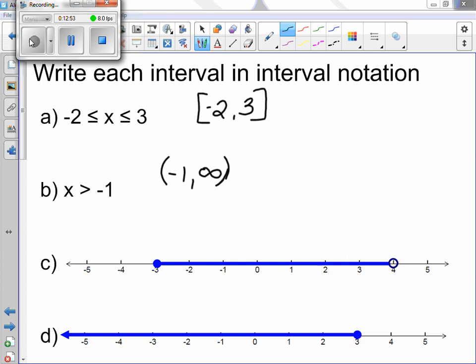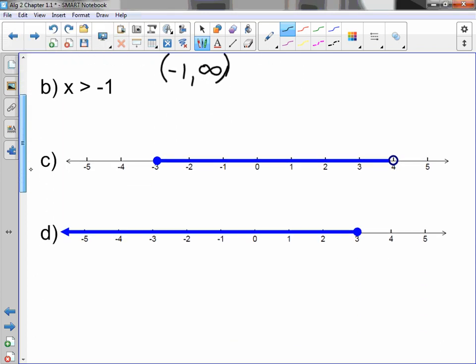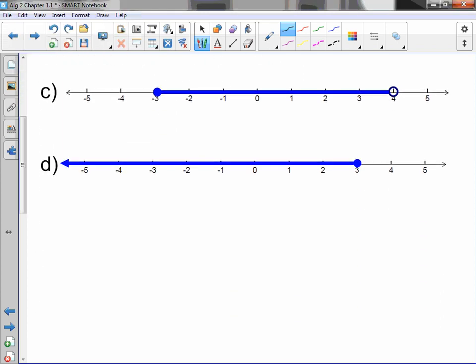Okay, so any questions on this here? We good with this here so far? Yes? Okay, let's look at the next one. So what are our two? So we have a bounded interval because we have two endpoints. And what are our two endpoints?